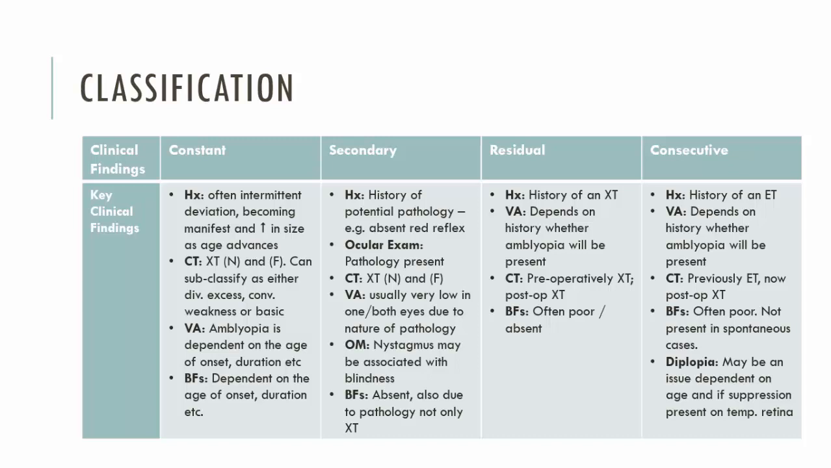And finally, with the consecutive deviation, I mentioned here that the patient may experience diplopia. The reason for this is we've actually shifted the CIP from the nasal retina when it was an ET to the temporal retina when it was an XT. And therefore, post-operatively, because you move the CIP to temporal retina, potentially that area is not suppressed and therefore the patient will experience diplopia.